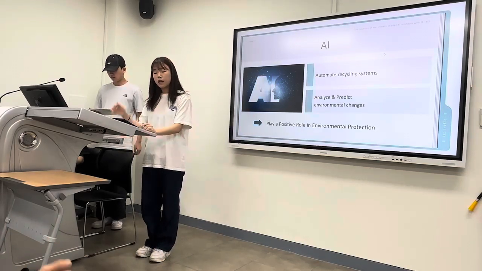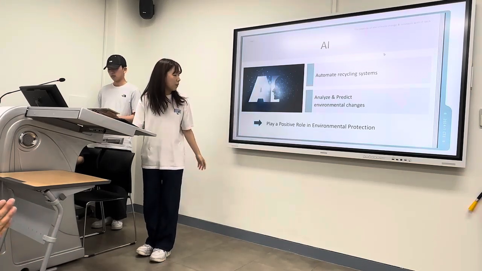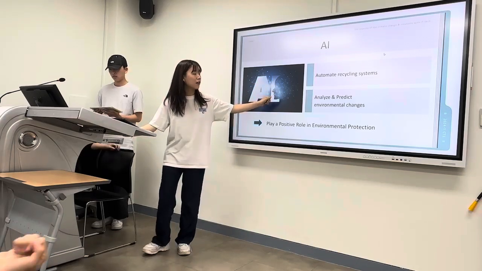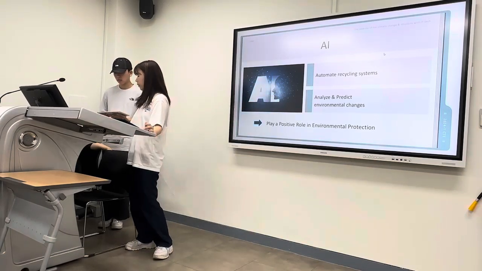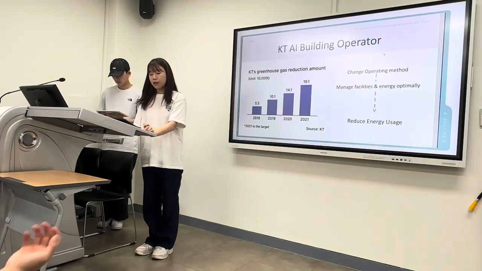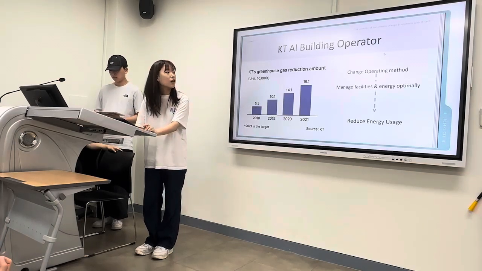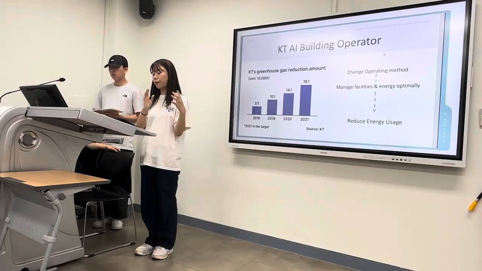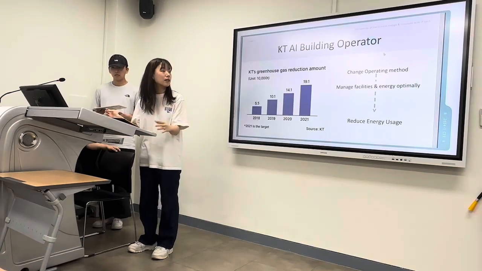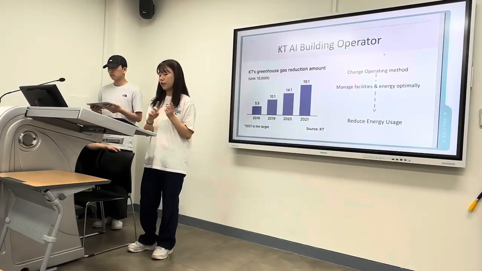The second is AI. As mentioned earlier, AI is a major source of carbon emissions. However, AI can play a positive role in environmental protection by automating recycling systems and analyzing and predicting environmental changes. CTE AI building operator is an example. This is a system that uses AI to automatically manage cooling and heating facilities inside a building. CTE changed operating methods from having an operator directly manage the system to using AI. Through this, it is possible to manage facilities and energy in an optimized way by reflecting the building's condition and energy consumption patterns.